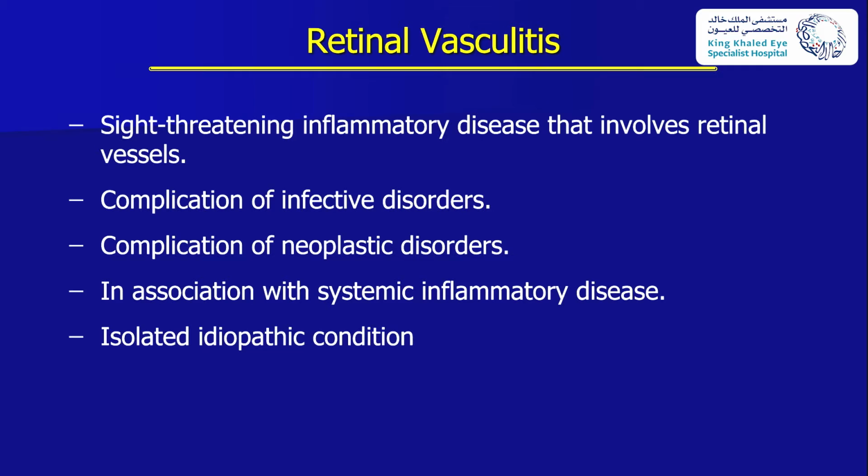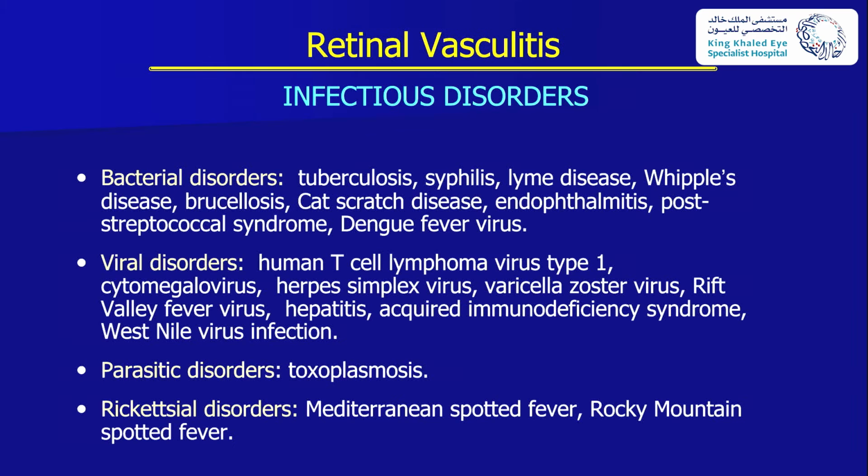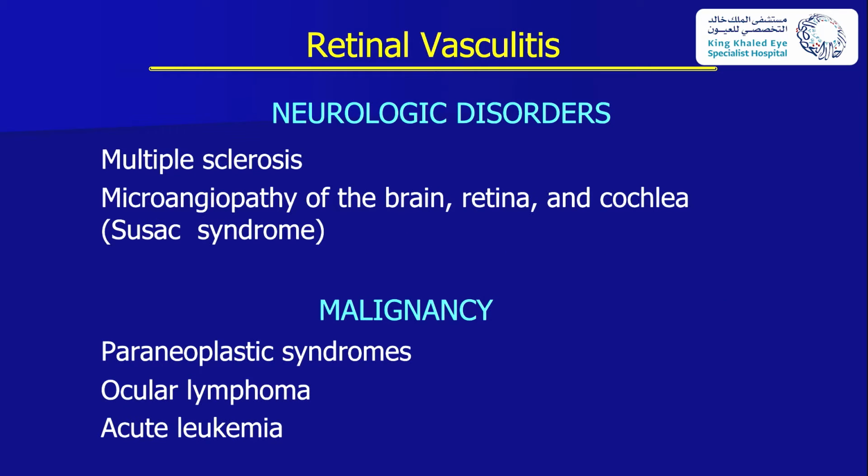So retinal vasculitis is a vision-threatening inflammatory disease that involves retinal vessels. The inflammation is involving retinal vessels, and retinal vessels are important for the function of the retina. It can occur as a complication of an infection or neoplastic disorders, systemic inflammatory disease, and isolated idiopathic condition. Big list: bacterial disorders, viral disorders, parasitic disorders, rickettsial disorders.